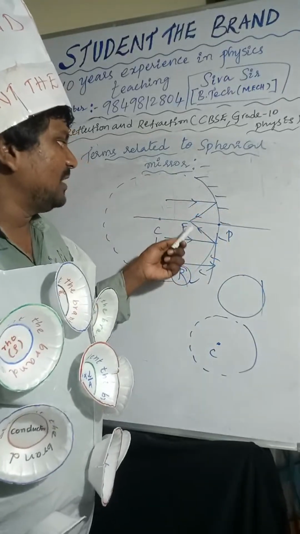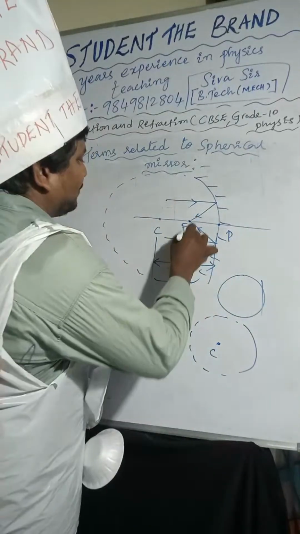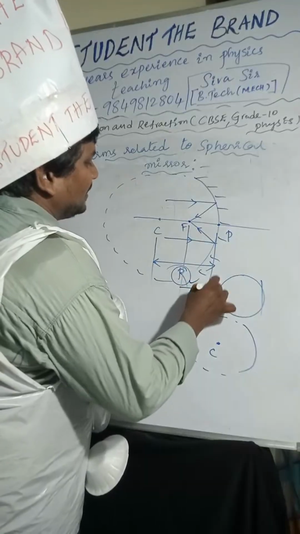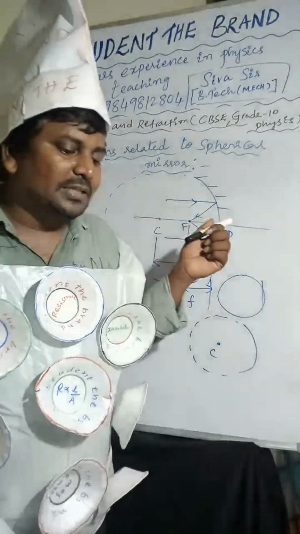After reflection, the light rays will meet at one point on the principal axis. That is called the focus. The distance between the focus and the pole is called the focal length.